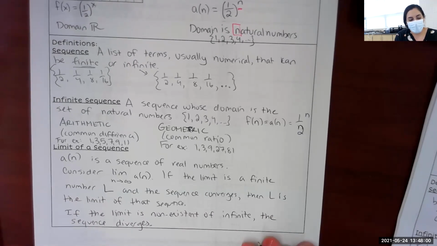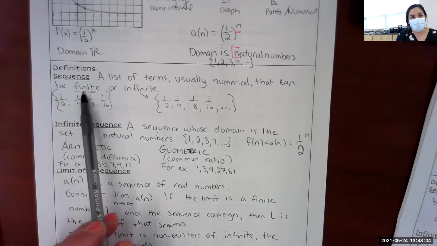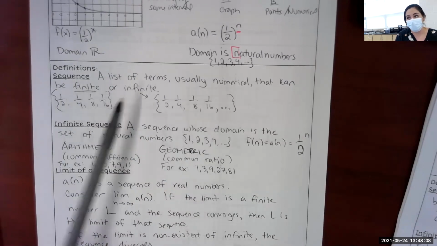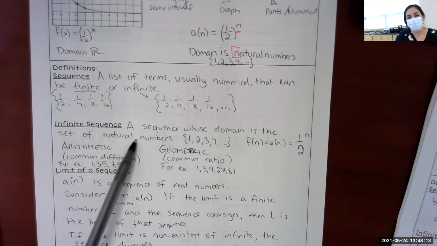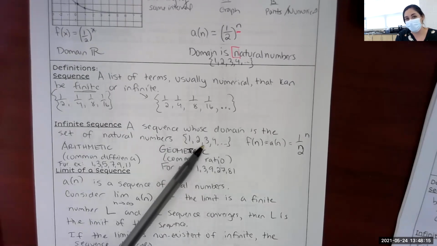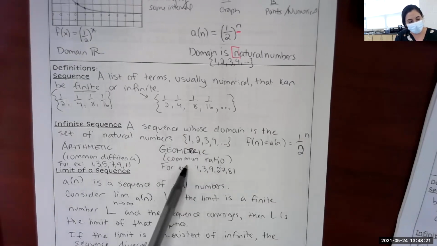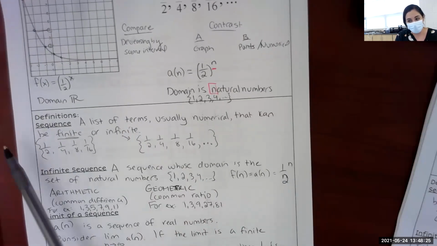All right. So we've basically defined three things. We've defined what a sequence is, a list of terms that can be finite or infinite. We've defined an infinite sequence, which is a sequence whose domain is the set of natural numbers, just keeps going and going and going, like (1/2)^n. One type is arithmetic, one type is geometric. The one from our warm-up is geometric because it has a common ratio of 1/2.